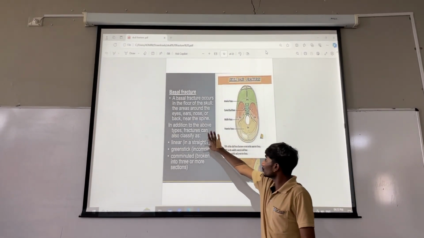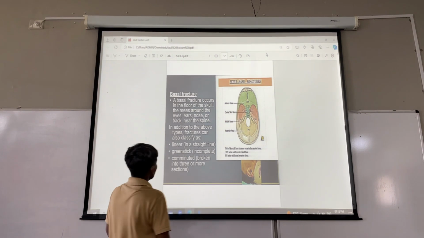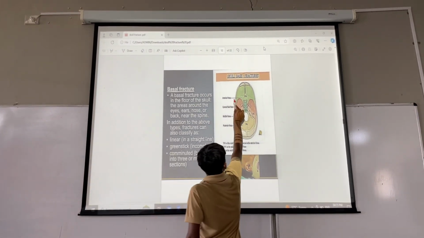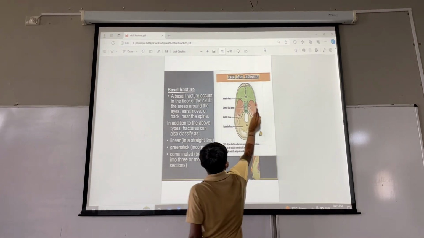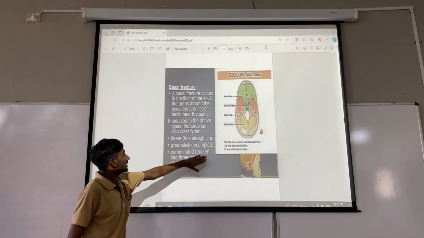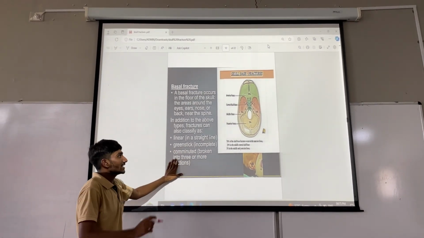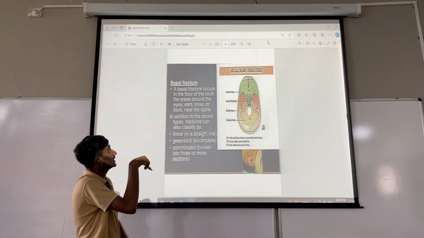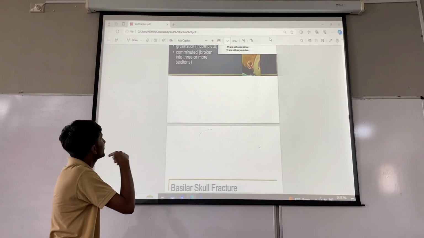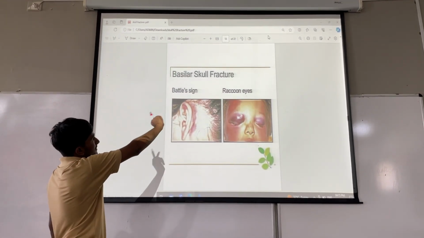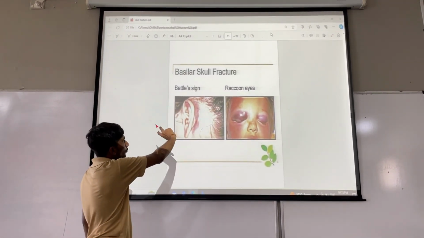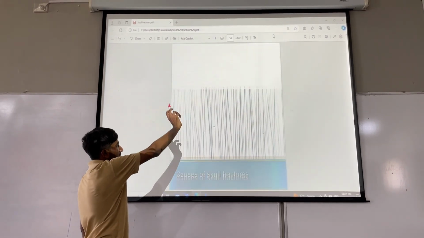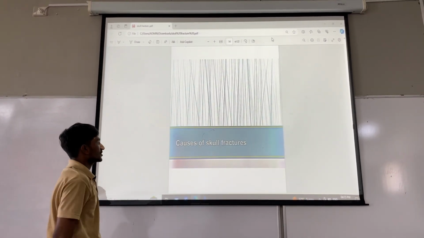In addition to the above, there is the linear fracture, meaning a linear line of fracture, or fracture at the base of the skull. Then greenstick, incomplete. Comminuted means 3 or more segments of the bone in the fracture line. Then next is basilar skull fracture. We can appreciate 2 signs, Battle's sign and Raccoon sign, in the picture.